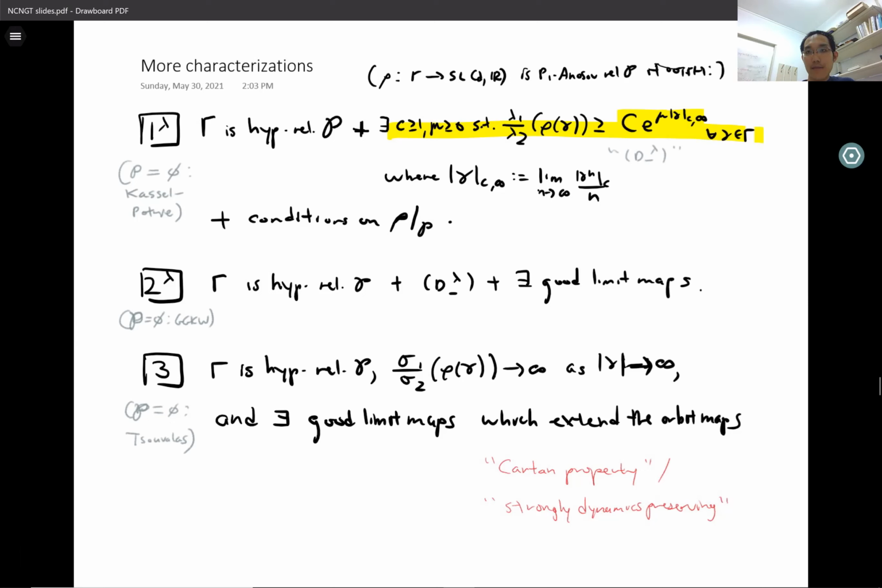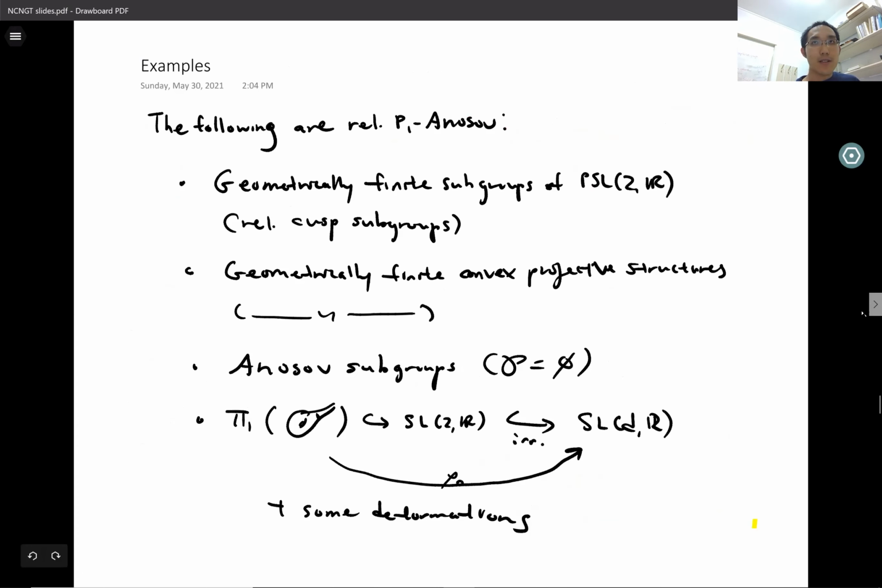All right, so that was one big definition theorem. What are some examples of these subgroups? So all of the ones we talked about earlier, in particular, geometrically finite subgroups of PSL2R are examples. And in fact, being P1 relatively Anosov in PSL2R is equivalent to the image subgroup being geometrically finite.